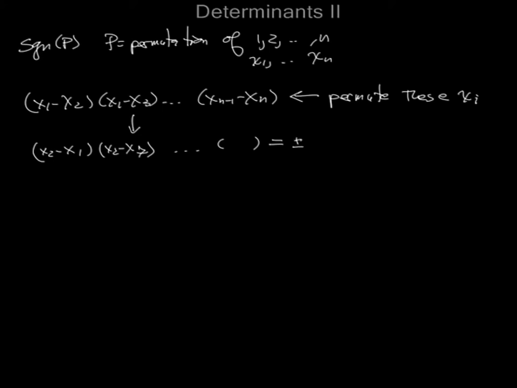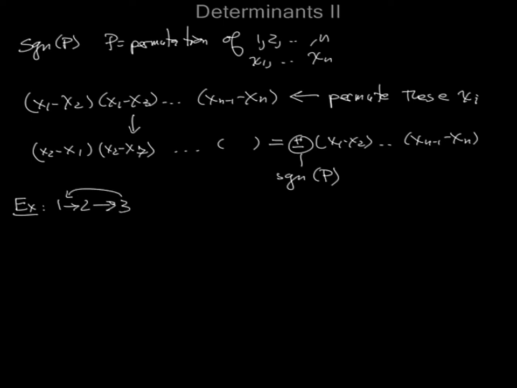And what you get is another polynomial, and it's easy to see it's plus or minus the one you started with. And this plus or minus is exactly the sign of the permutation. So that's another way to compute the sign of a permutation. Act on this polynomial and see what sign comes out. So for example, let's look at the cyclic permutation. 1 goes to 2, goes to 3, goes back to 1. If you take this polynomial and apply this permutation to it, what do you get?